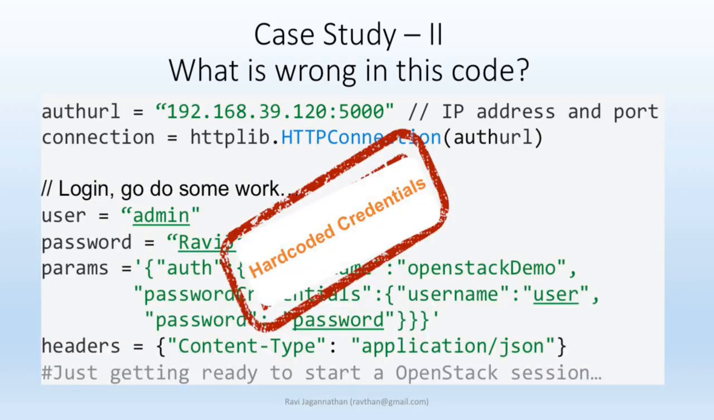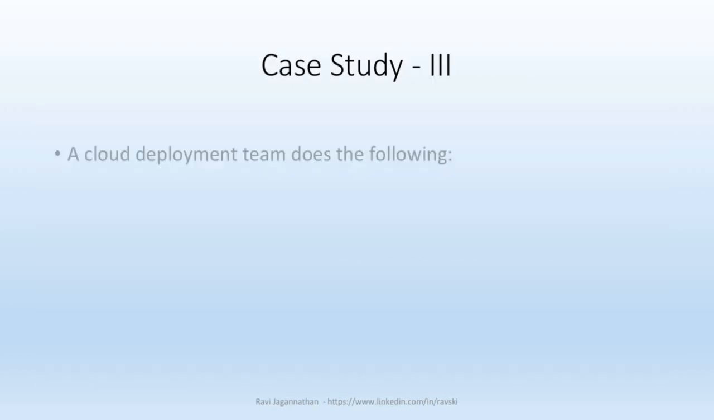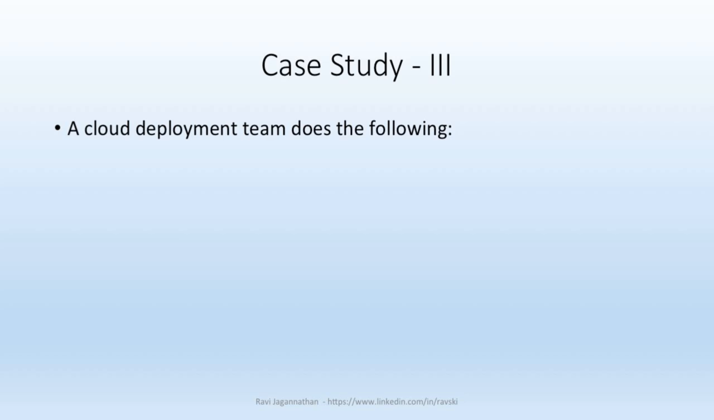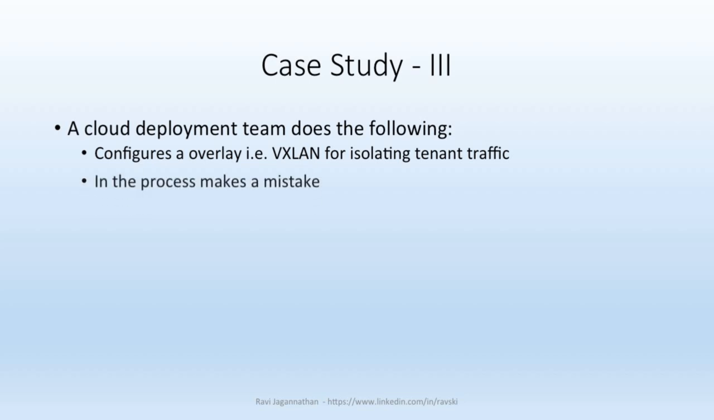Now I'm going to go to the third and last case study that I have. This has also happened, and this is pretty disruptive. A deployment team of a cloud, it could be a cloud service provider, something like that, wants to deploy something like an OpenStack, and they choose an overlay. For simplicity's sake, I chose VXLAN. It is very popular, right? Or it's getting to be very popular. So in the process, they make a mistake.